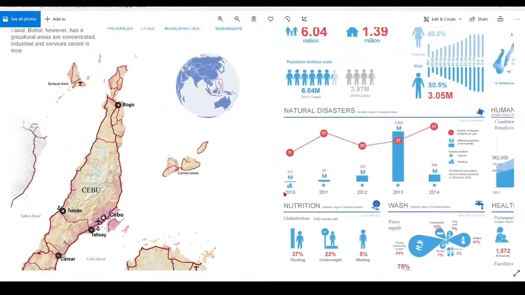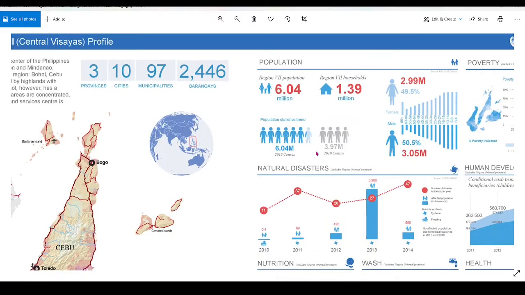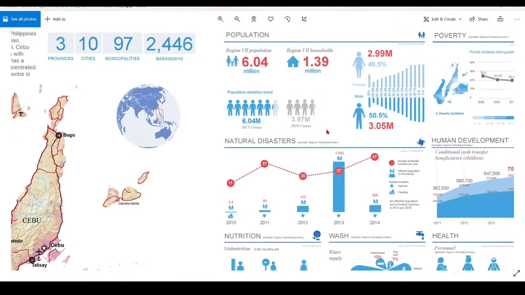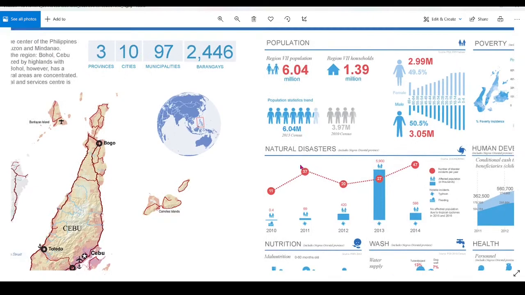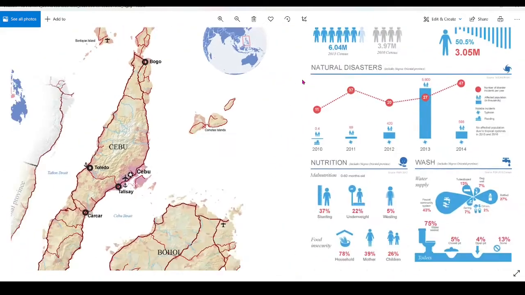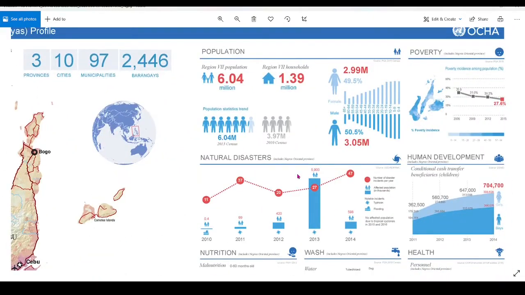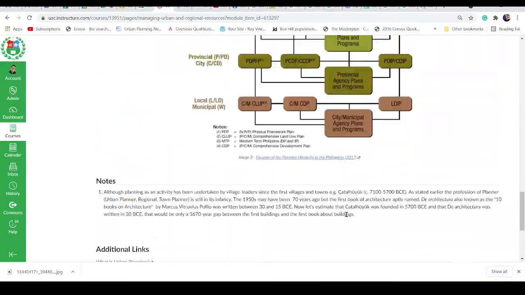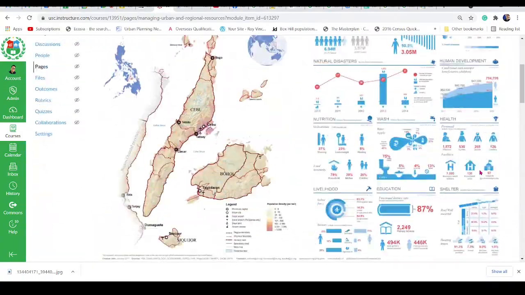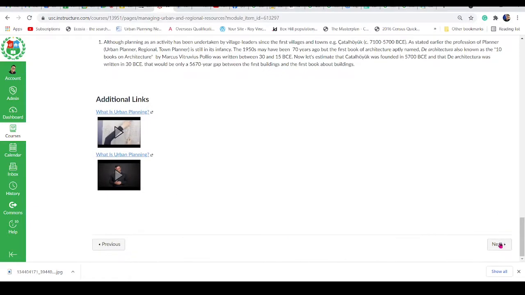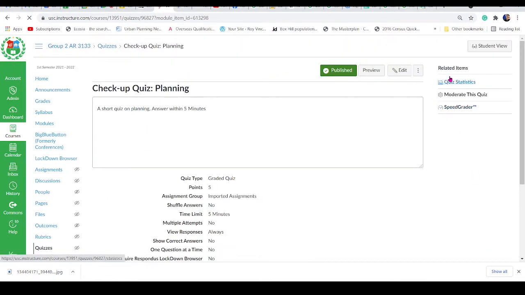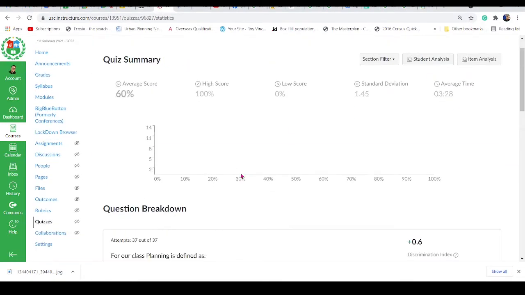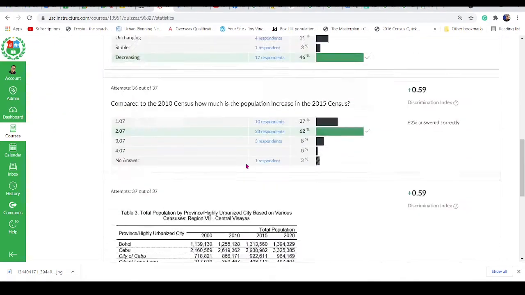But this is a very important image just to give you a snapshot of what's going on in Cebu province. So region 7, let's just say a big chunk of that is Cebu province. From 2010, that was 3.97 million people. Let's go to the quiz statistics, because this is part of the quiz.